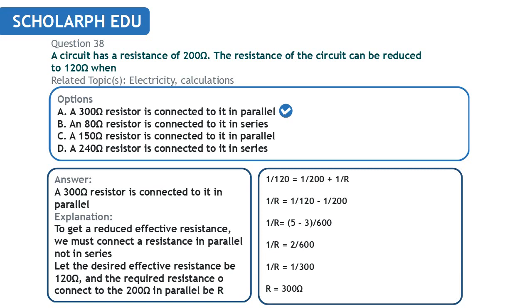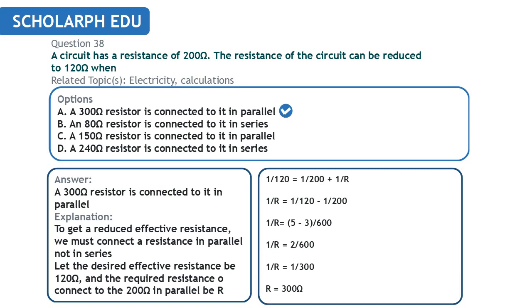But the effective resistance, we already have it here. This is the desired effective resistance that we want. So we just say 1 over, instead of RE, that will be 120 ohm, is equal to 1 over R1, which means one of the resistances, and that here is 200, the one we already have, plus 1 over R. This R is now going to be the resistance of the resistor that we need to connect to that circuit in parallel.